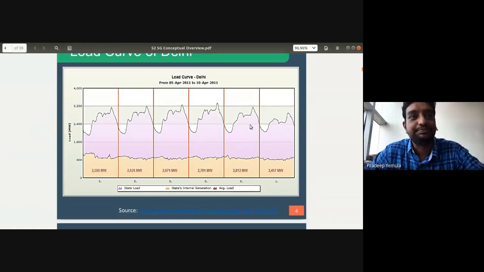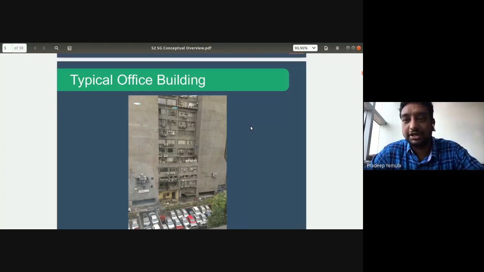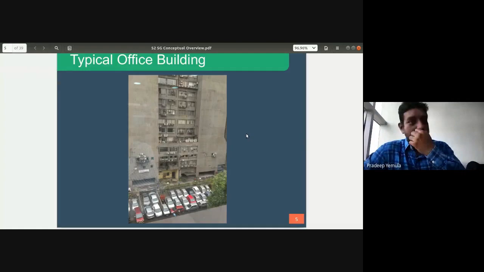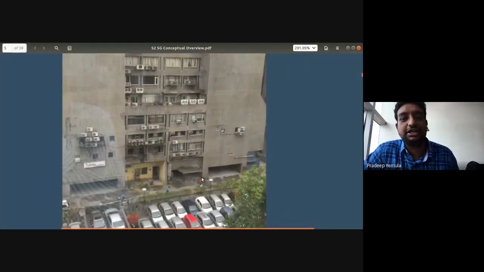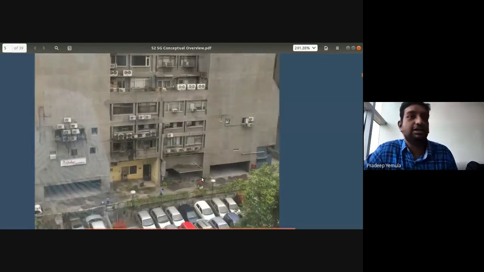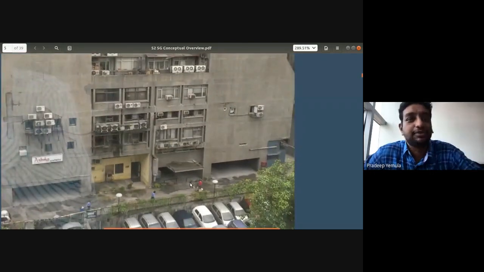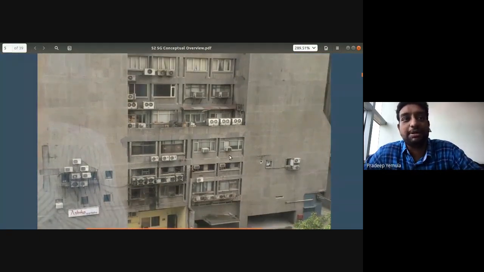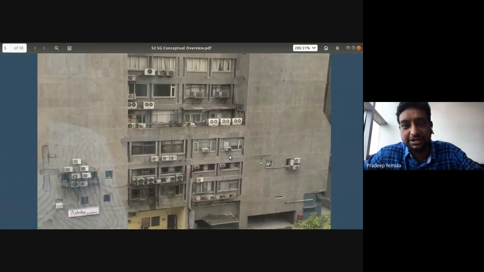Anyway, I'll continue. Those who are not speaking, please mute your mic. So this is the next slide. There is a typical office building. If you look at this office building, in fact, this is a picture which I myself have taken. This is from a government office in Delhi. If I slightly zoom this, you can see there are air conditioning units. These air conditioning units require some power, okay? And they are all independent, individual air conditioning units.